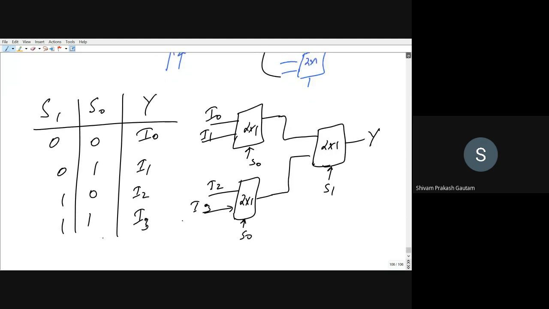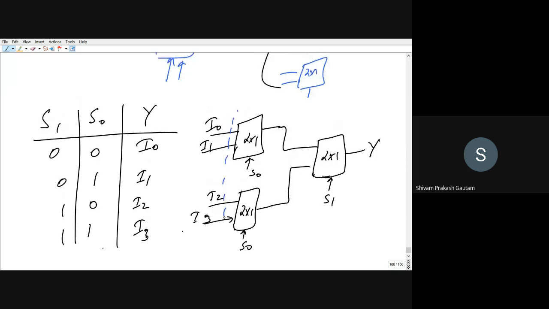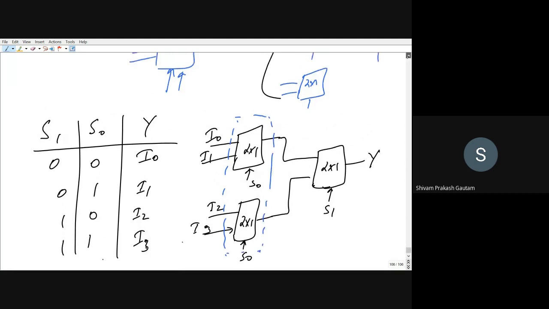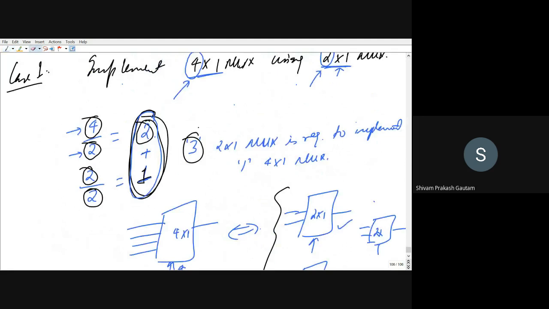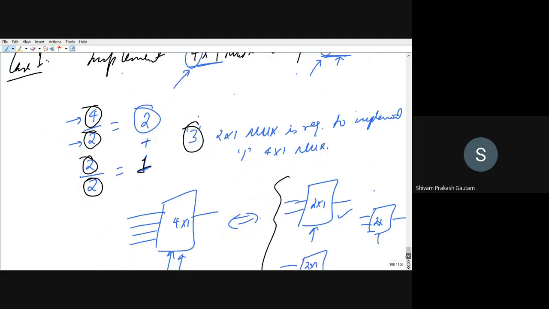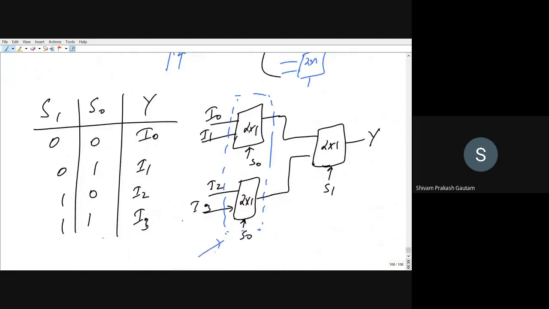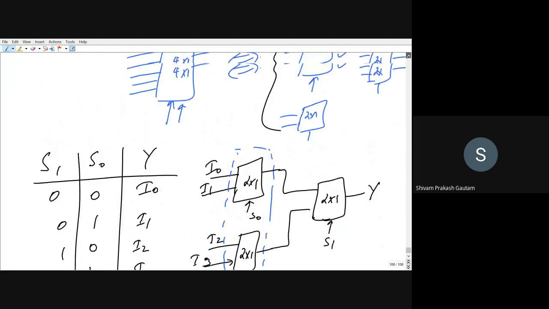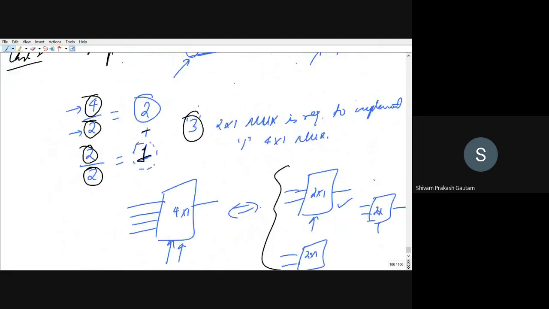How have I arranged this? First I have taken 2x1 mux. Why have I taken the first 2x1 mux? Because the first time when we divided, how many 2x1 mux are there? 2. Therefore I have taken 2x1 mux here in the first stage, and in the second stage I have used only 1 2x1 mux. In total we are having three 2x1 mux.